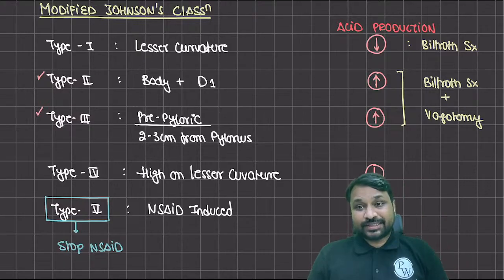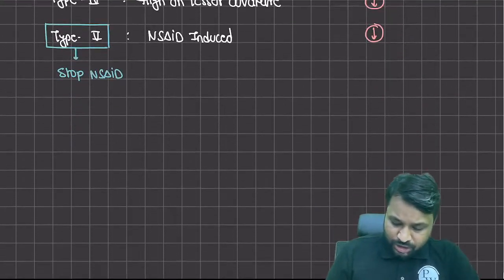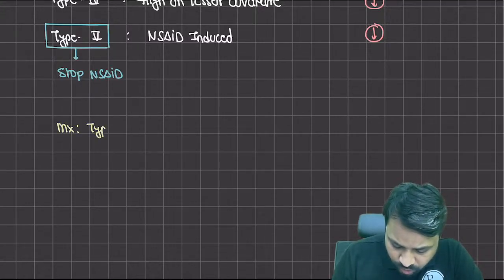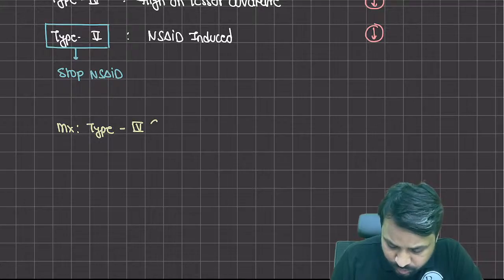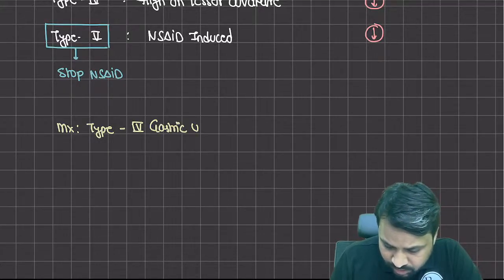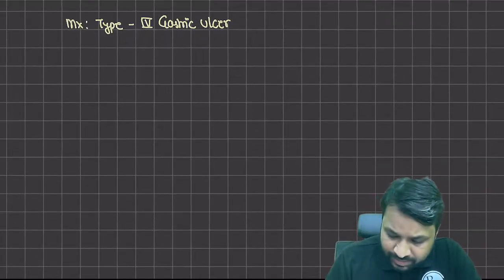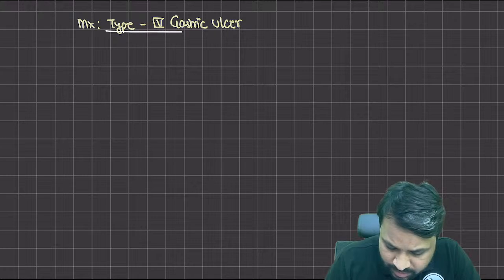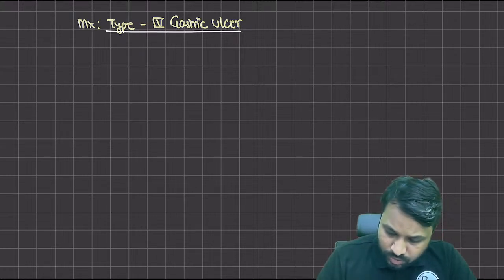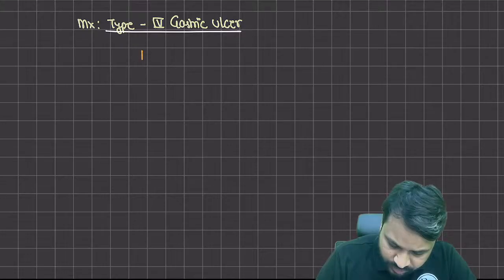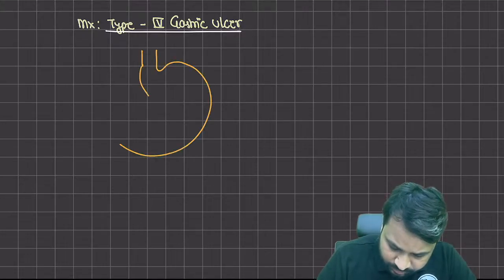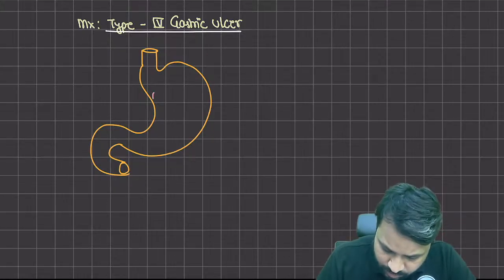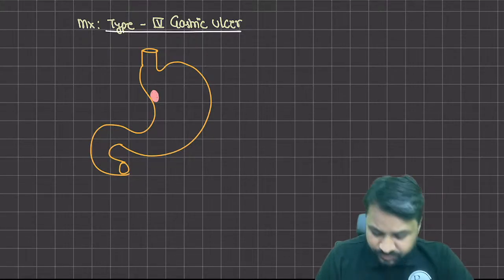Now, type 4 is slightly interesting, so I'm going to talk about the management of type 4 gastric ulcer. So look at the type 4 gastric ulcer. The type 4 gastric ulcer is going to be high on lesser curvature. So when you look at the whole component of this, take this esophagus, this happens to be the stomach, right? And I'm saying the ulcer is present somewhere across here, which is high on lesser curvature, right?